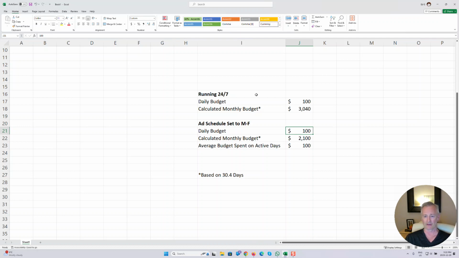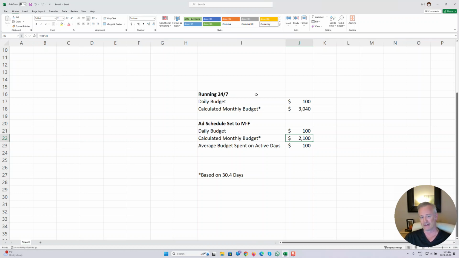Now, if we look at the scenario where you're only running Monday to Friday, a lot of advertisers assume that Google will calculate the monthly budget based on the daily budget times the number of days the campaign is going to run. An average month has 21 weekdays. So someone might assume, oh, it's going to spend $100 each day on average, and that's going to come out to $2,100 at the end of the month.